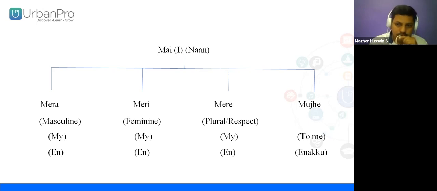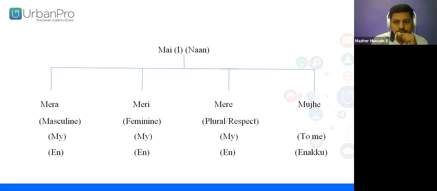Okay, when I say masculine, it is the male gender. And meri we use for feminine, that is the female gender. And mere we use for plural, that is more than one, and we also use it for respect. So when we have to give respect to a person, then we use mere.